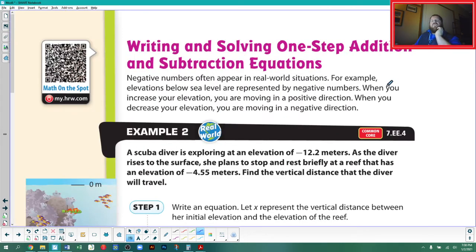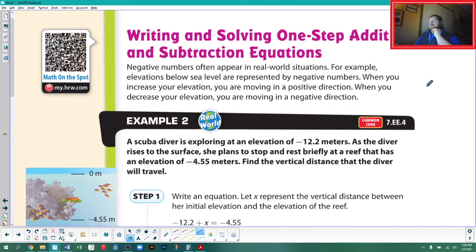What do they have in store for us? Sometimes it might not be enough just to know how to solve them. We might have to write them first and then solve them. And I love that this section's all about solving equations with irrational numbers, and they focus more on the negative part. It says that negative numbers often appear in real-world situations. For example, elevations below sea level are represented by negative numbers, and when you increase your elevation, you're moving in a positive direction. When you decrease, you're moving in a negative direction.